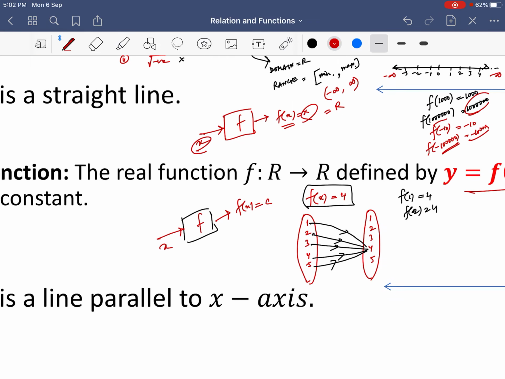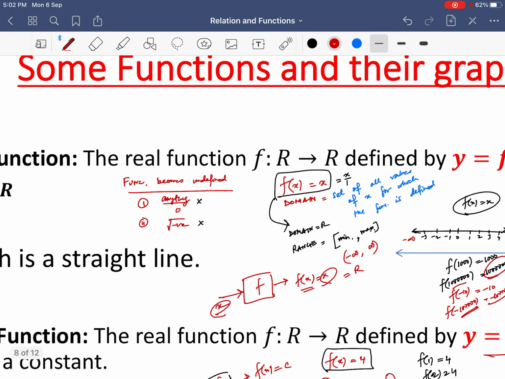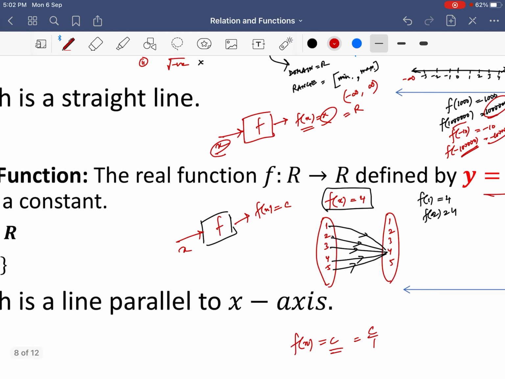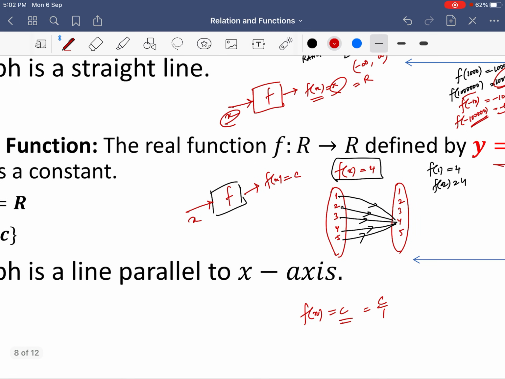So for a constant function, what is the domain? Again, you see f(x) is equal to c. So this c is basically c by 1. Quite simple. Anything by 0, not possible. Then again, we have no square root in there. So this condition is also not applicable. So you see that this function is defined for all values of x. Whenever a function is defined for all values of x, the domain will be R. The domain is R.